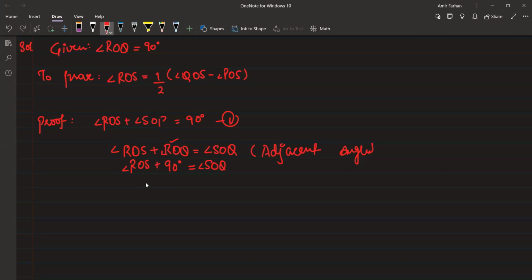Can I write just a second. SOQ minus angle ROS equals to 90 degree, yes or no? Yes. I've done nothing but, dear, I've just taken this ROS on the right hand side. Can I do this thing or not?